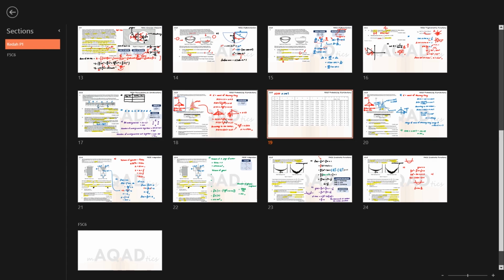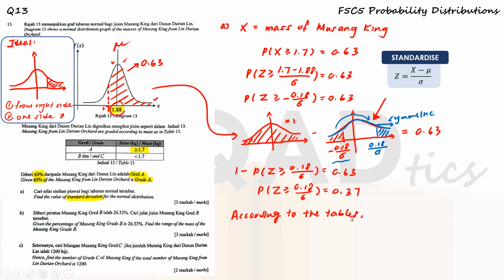So going back to the working that we have, according to the tables, if z is more than or equal to 0.332, this would be 0.37. So now to find the sigma, I can just compare these two values. Okay, and the standard deviation, or sigma, is 0.542.